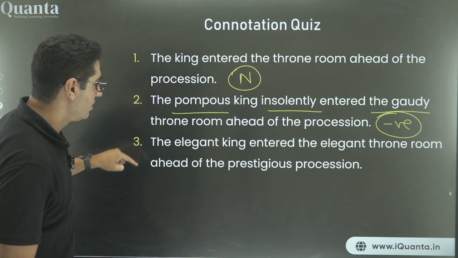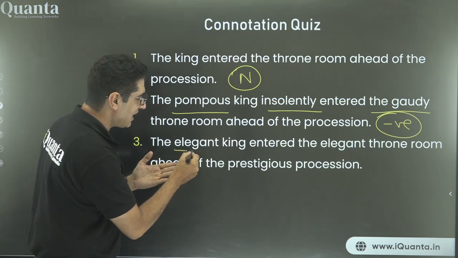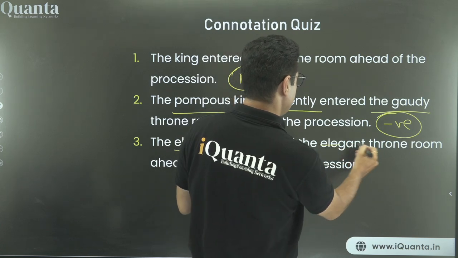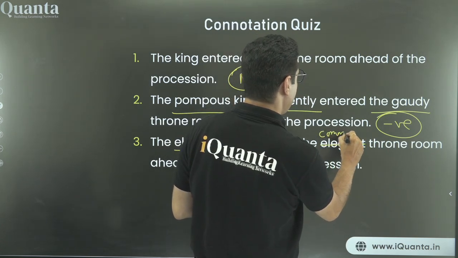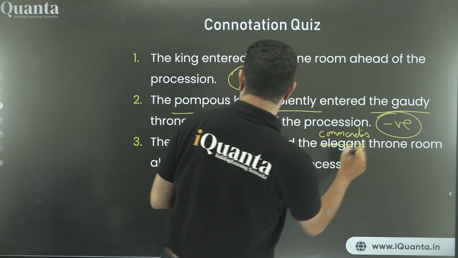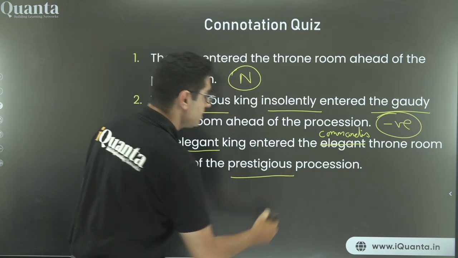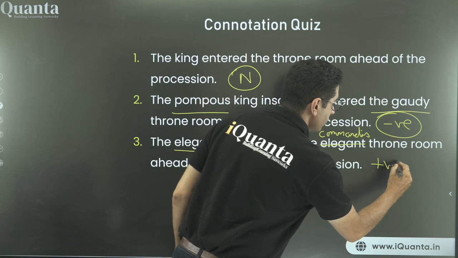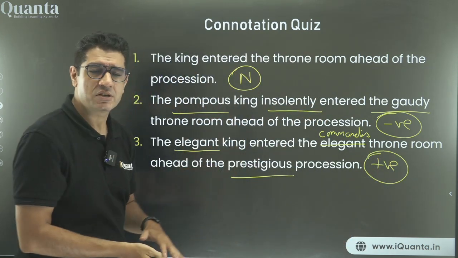And then look at the third one. Now see the word choice, elegant. Okay, again elegant throne, let's just change this. Let's call it commanding throne, prestigious. So now we are using positive words, so this sentence is going to be positive. So the tone becomes positive.